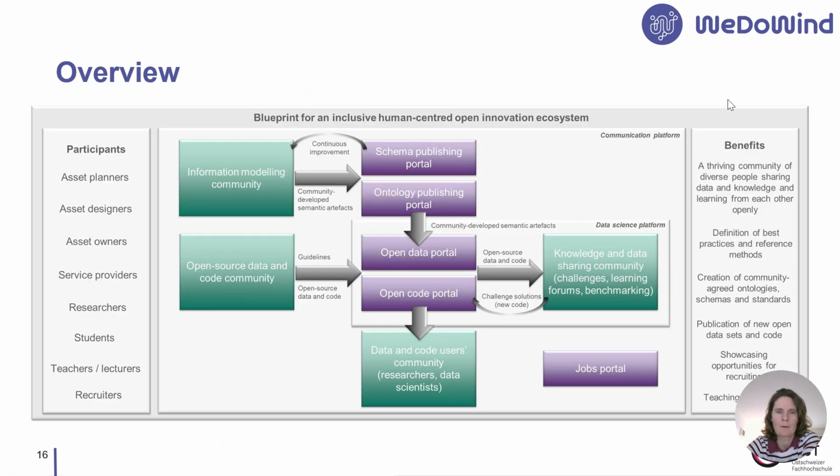It does this with this ecosystem blueprint here, where the green boxes are showing the 4 different communities which you can access on our platform, and the purple boxes are showing the different publishing portals.